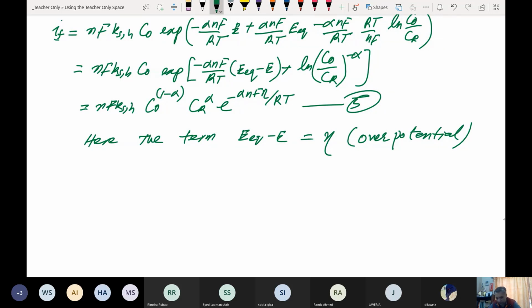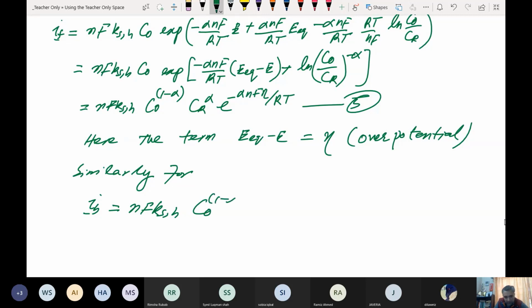Okay, so this is what we are talking about here, that overpotential is that potential which will move that process. So here we have this overpotential defined, and the overpotential appeared in this equation. Now similarly we can write, similarly for IB we have nFk_sh C_O(1 minus alpha) times C_R(1 minus alpha) exp(nF eta over RT), which is equation number 6.